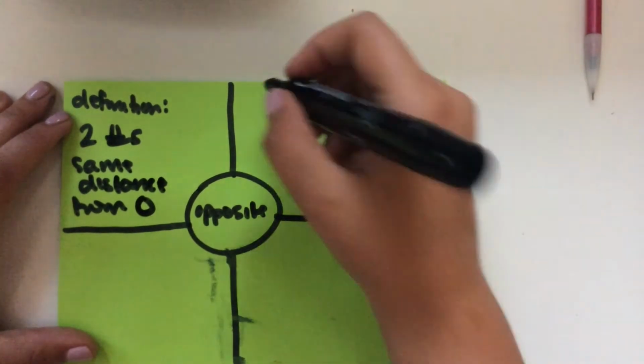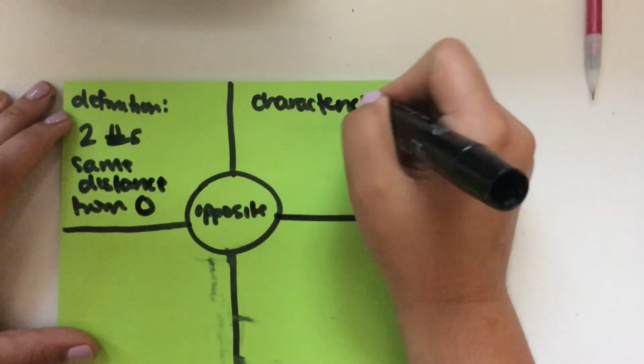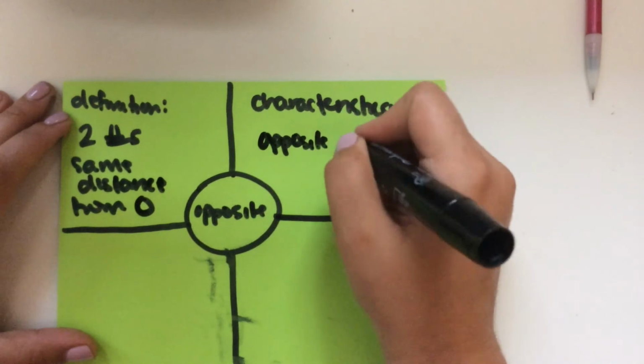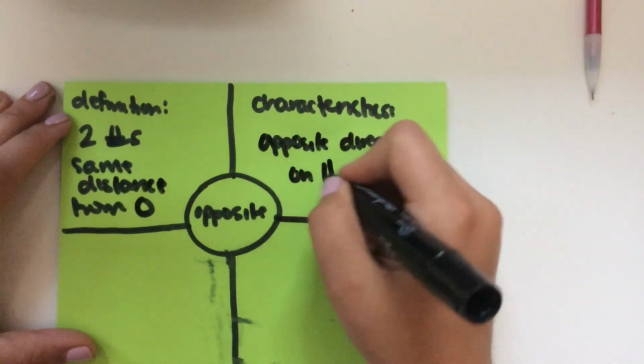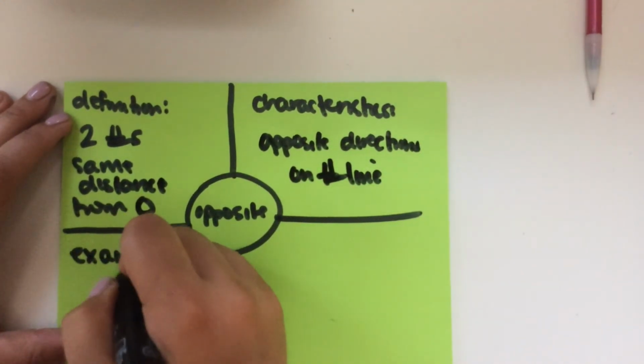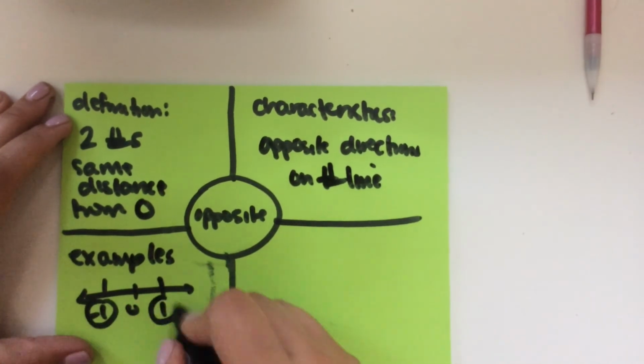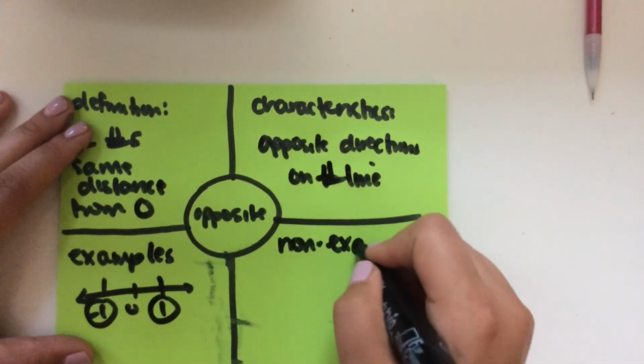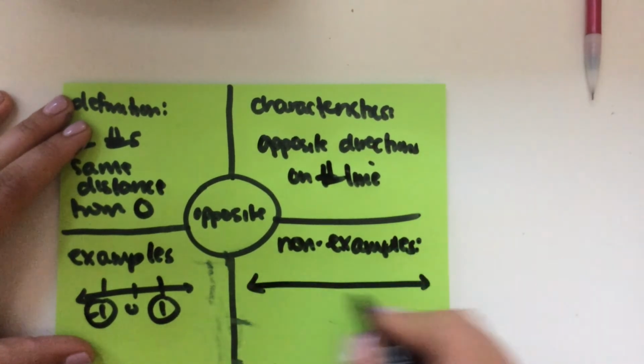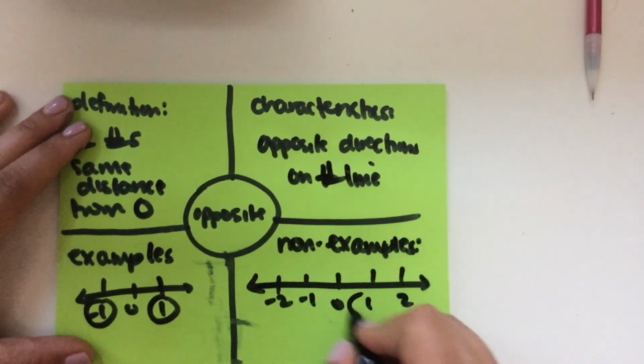In the top right corner, characteristics, these two numbers are going to be going in opposite directions on the number line. In the bottom left, here's an example. On a number line, -1 and 1 would be opposites. They're the same distance from 0, but in opposite directions. And in the bottom right, non-examples, -2 is not the opposite of +1.